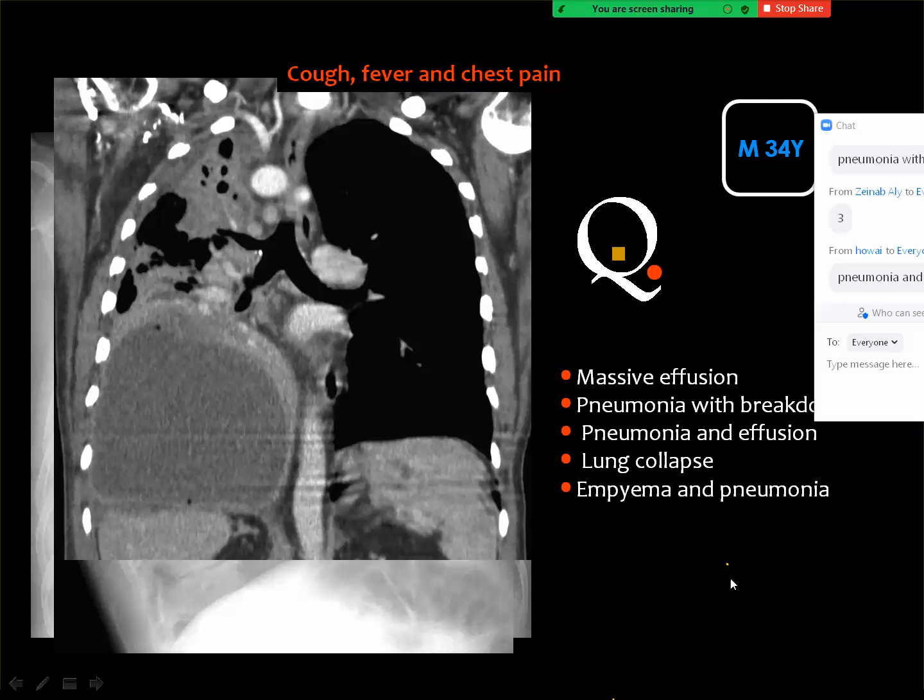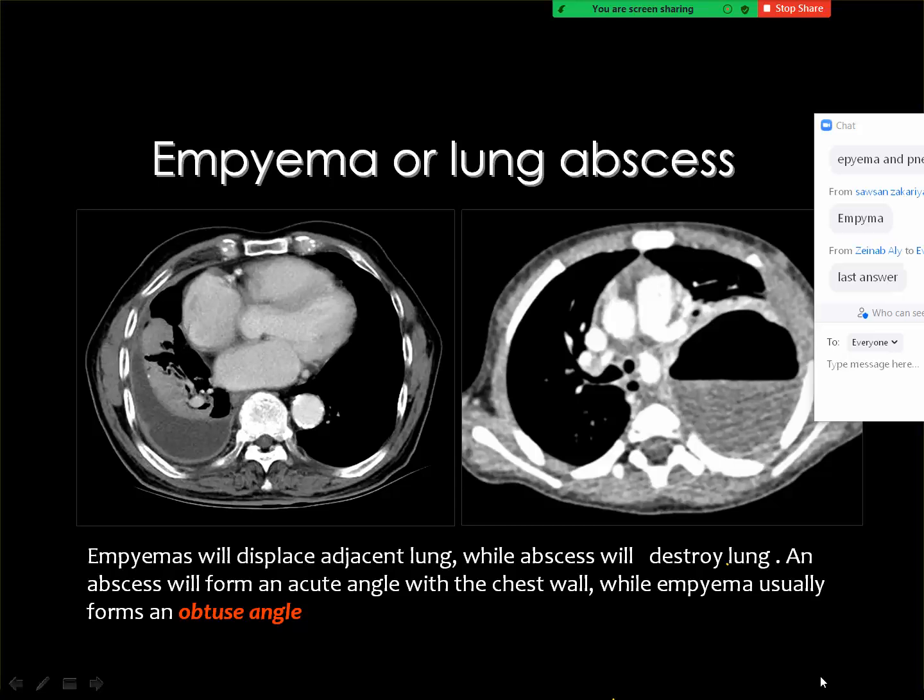I don't know what you mean by 5. You mean the fifth answer? If you mean so, and this is right, empyema and pneumonia, this is right, because you got an encysted collection underneath the lung, and the lung is almost subtotally collapsed, and you got some consolidation in the upper lobe, and the margin of the collection is enhancing, and also you can see some small air loculi, and the diagnosis is empyema and pneumonia.